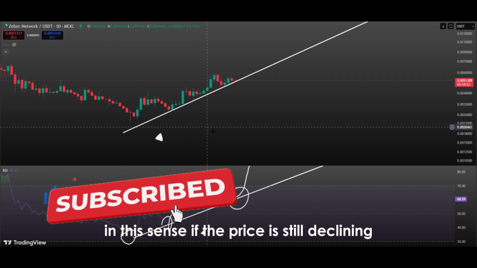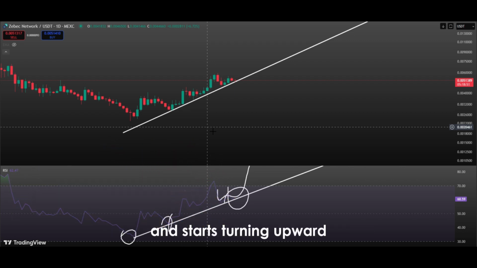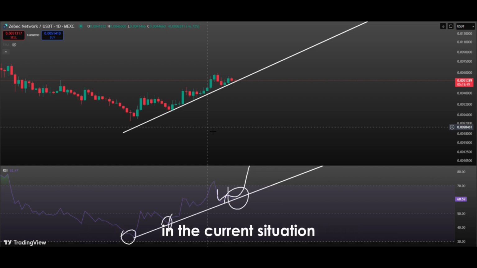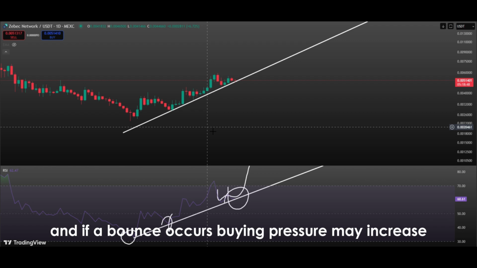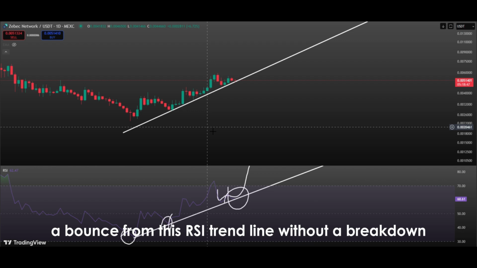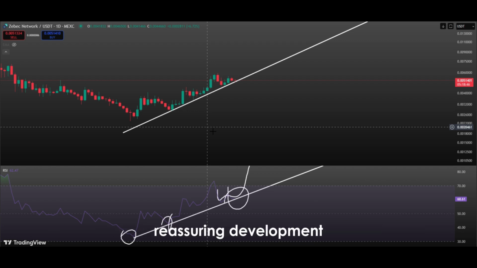In this sense, if the price is still declining, but the RSI touches the trend line and starts turning upward, it may serve as a leading indicator that the price is likely to reverse upward soon. In the current situation, the RSI touching the rising trend line shows that investors are closely watching this level, and if a bounce occurs, buying pressure may increase. Thus, a bounce from this RSI trend line without a breakdown would be a very positive and technically reassuring development.